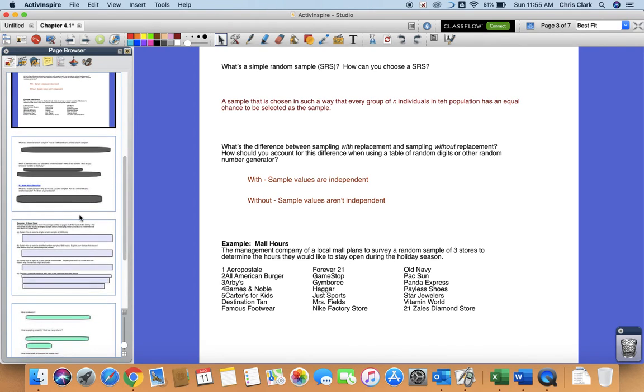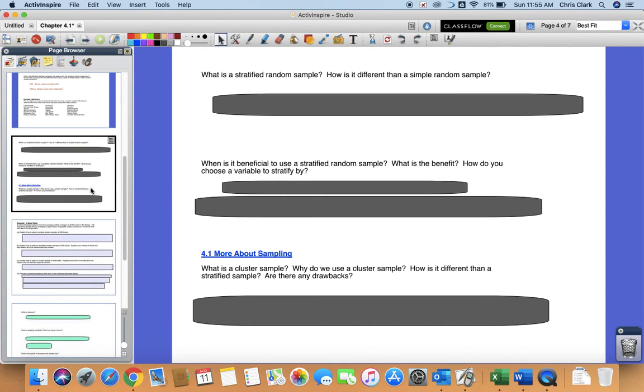I'll get that going. All right, so we have one more thing that I want to talk about, and then I will be done for today. This concept of a stratified random sample and how it's different than a simple random sample. Now, again, we are talking about how to sample well, so this is a good sampling method.